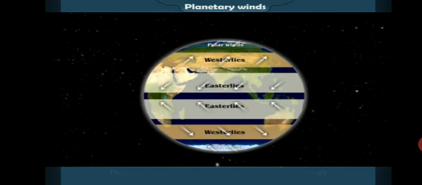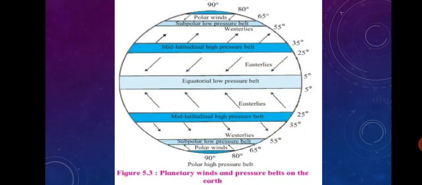For example, the planetary winds are the easterlies, the westerlies, and the polar winds. So, the planetary winds are subcategorized as easterlies, westerlies, and polar winds. The names are given as per the direction in which they blow. So, let's start with the easterlies. In both the hemispheres, the winds blow from the high pressure area between 25 degree and 35 degree latitudes to the equatorial low pressure belt. See figure 5.3. Due to the rotation of the earth, the original direction changes.